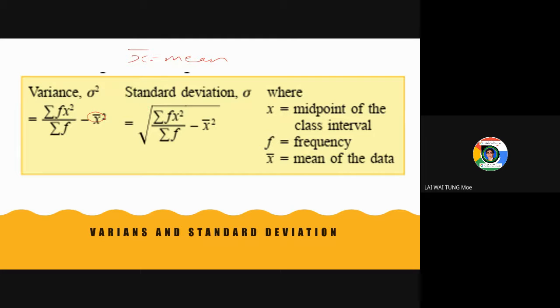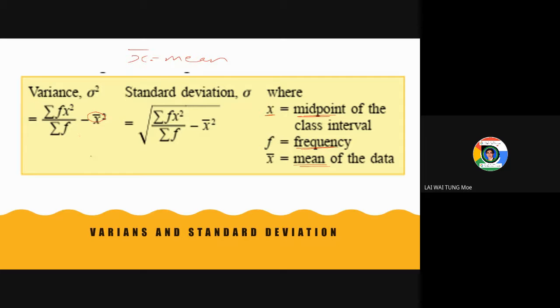Okay, so x is your midpoint. Very important. x is your midpoint, f is the frequency, and x bar is the mean. So you need to know exactly what each of these symbols means. x is the midpoint, f is the frequency, and x bar is the mean of your data.